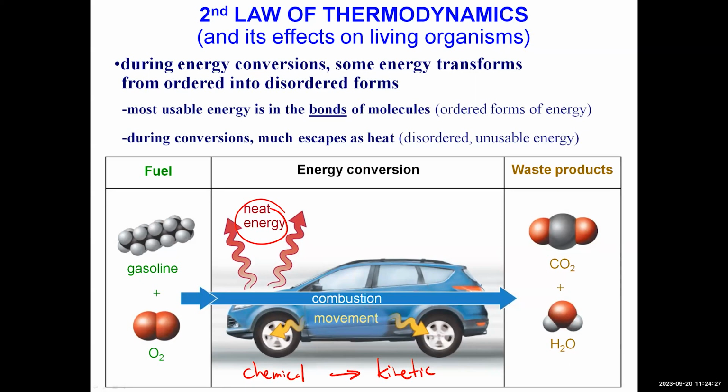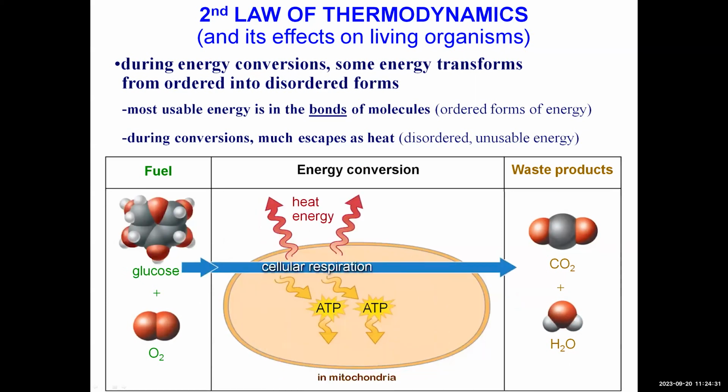Cells work essentially the same way. Instead of gasoline, cells use glucose as their primary energy source. They also use oxygen and produce the same major waste products that cars do, carbon dioxide and water. In this case, we're converting one type of chemical energy into another in the form of ATP. This process also produces heat. This is one of the reasons why you have a body temperature that is above the environment.